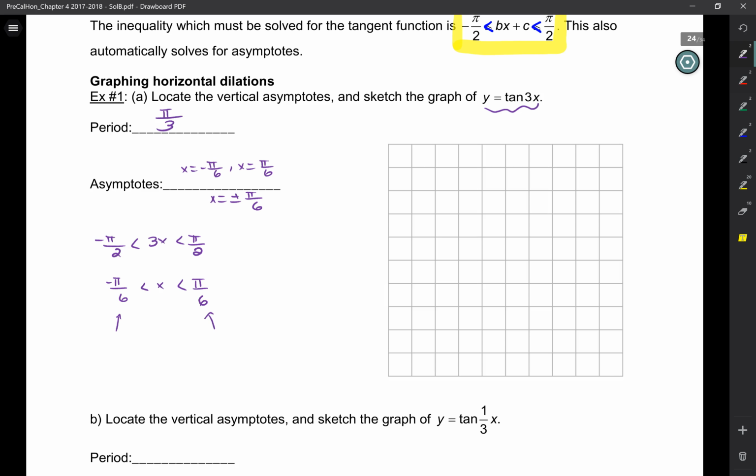But if you graph more than one period, wouldn't you have more than 2 asymptotes? Yes, you would have 3. Wouldn't you have 4 if you graph? No, wait, I'm wrong. They would share one, the middle one. Okay, so it's going to look the same as it did before. So look, negative pi over 6, and we go 1, 2, 3, 4 to pi over 6. And at those points, I have my asymptotes.